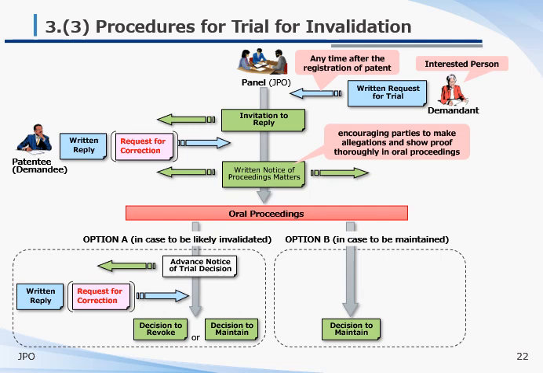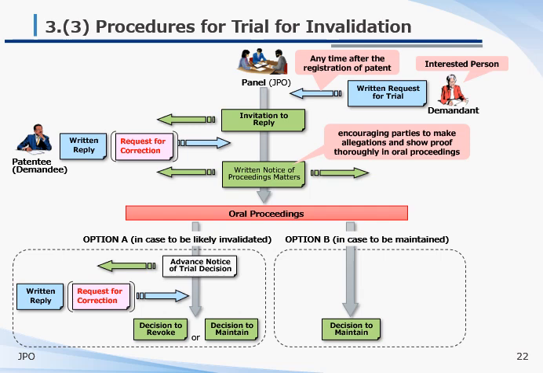After that, a panel conducts proceedings based on the written reply and the request for correction if it has been filed. In some cases, the panel gives the demandant an opportunity to file a written refutation based on the request for correction. After these procedures are taken, and issues in dispute are sorted out to a certain degree, oral proceedings are conducted. After oral proceedings, the panel determines and makes a trial decision on the case.